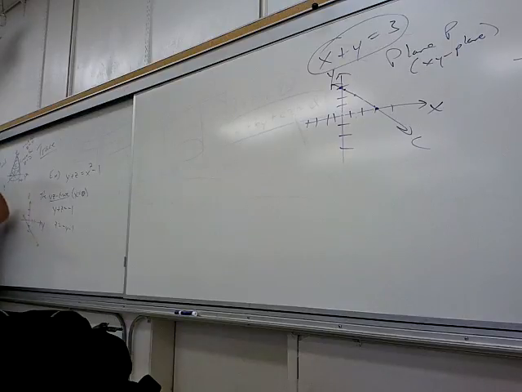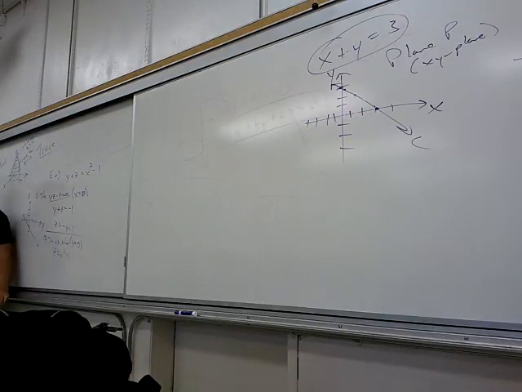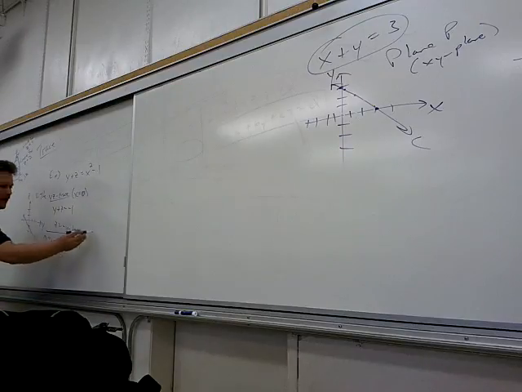What would the XZ trace be? Z is equal to x squared minus 1. Which is nice, it's just a parabola that's been shifted down by 1. With me? Because of course to get the XZ trace, you make y equal to 0. Cool. So then you can graph in the XZ plane.